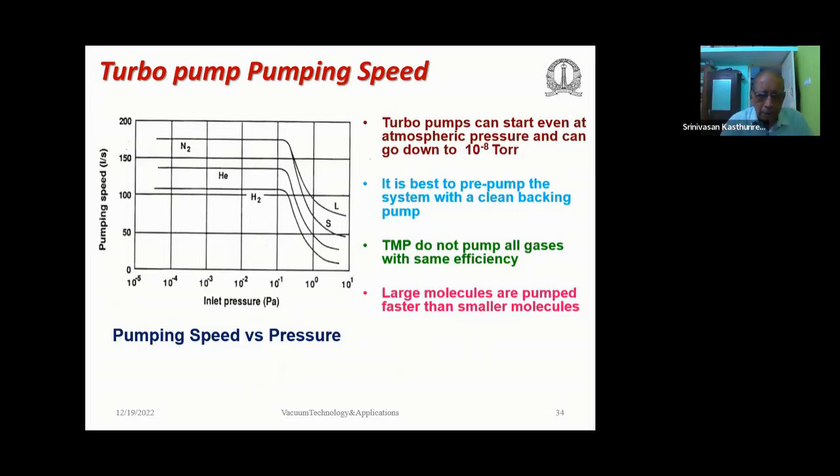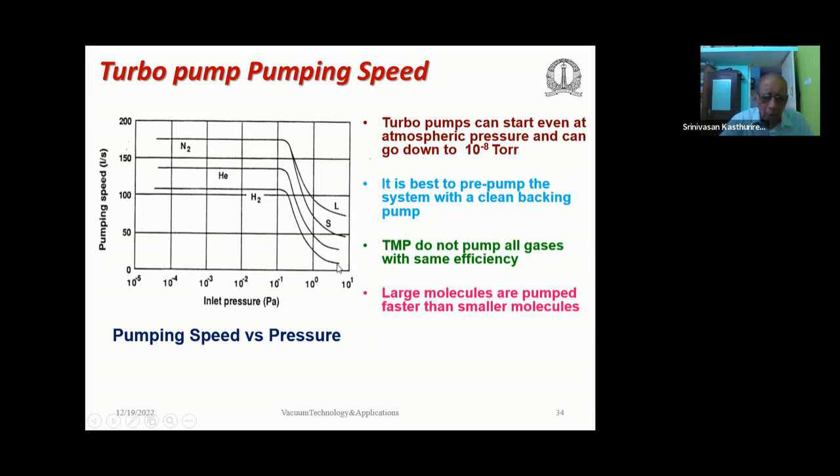What about the pumping speeds? The pumping speed essentially depends upon the molecular weight of the gas molecules. The larger molecules are pumped more efficiently, because basically it is the momentum that the vanes transfer onto the molecules. So heavier molecules are evacuated better. For example, you see here the pumping speed as a function of the pressure. You have nitrogen, and then helium, then hydrogen.